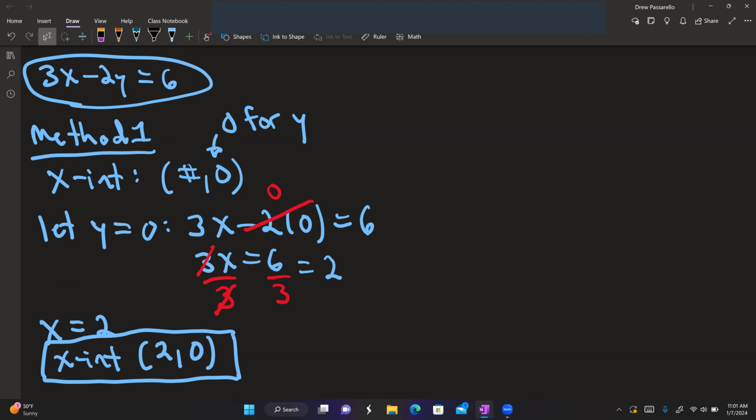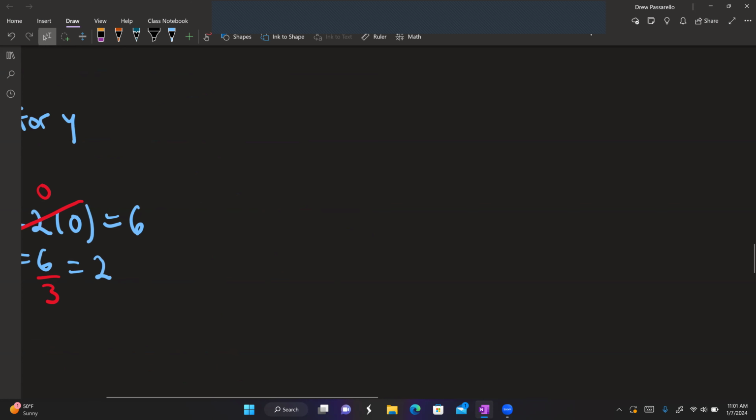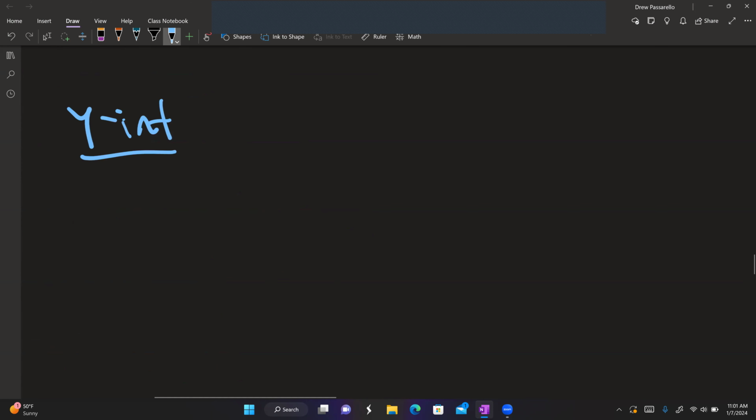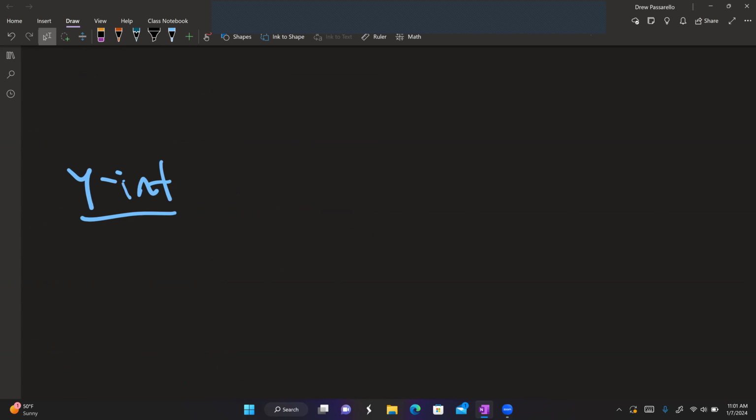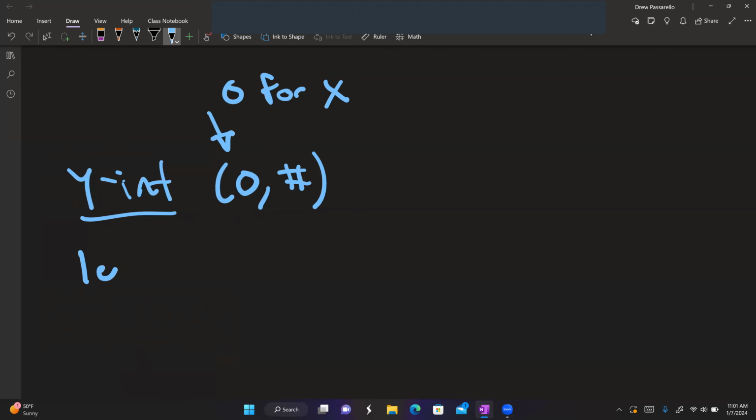All right, the next thing I need to do is find the y-intercept. Now the y-intercept has the form of 0 for x and then some number for y. And so it's like the opposite of what we did in finding the x-intercept. Instead of letting y equal to 0, we're going to let x be 0. So 0 for x. And so you're going to let x equal to 0.